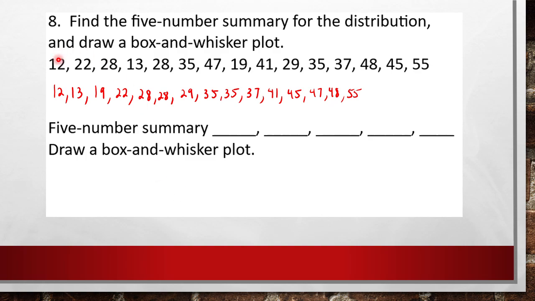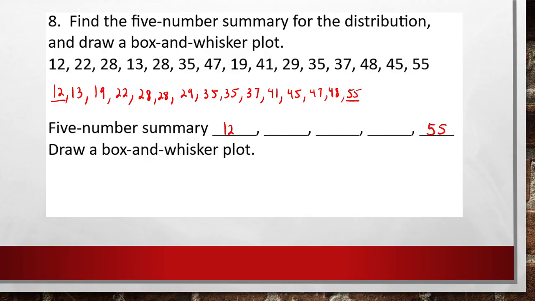So like I have 1, 2, 3, 4, 5, 6, 7, 8, 9, 10, 11, 12, 13, 14, 15 total numbers. And I wrote down 1, 2, 3, 4, 5, 6, 7, 8, 9, 10, 11, 12, 13, 14, 15. So we have all of them. That's very important. So to find our 5-number summary, it starts with your first number, your smallest number, so that's your minimum. And then we go to our maximum, which is the 55, and that goes in the last slot.